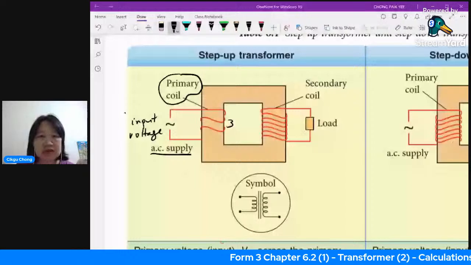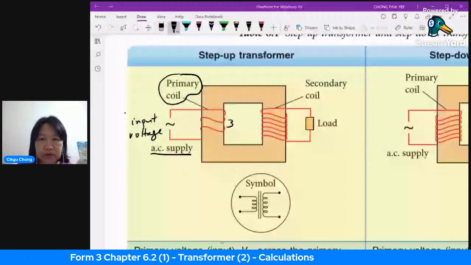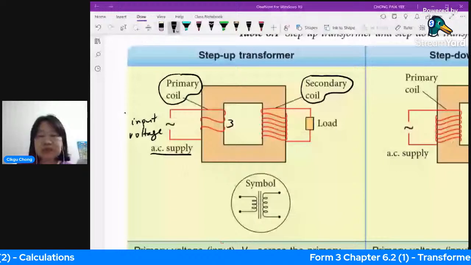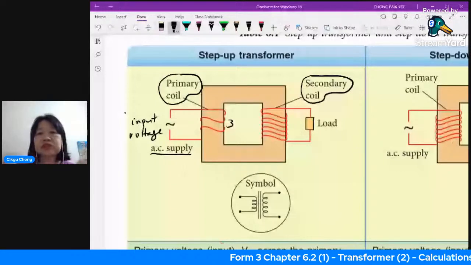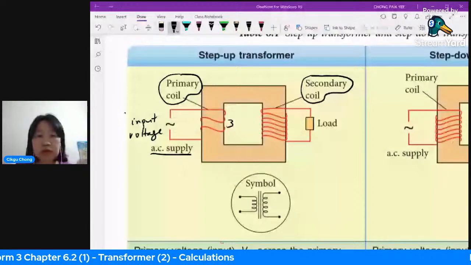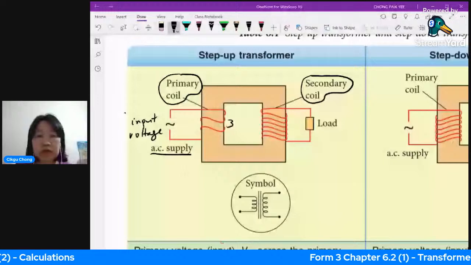On the other side, you will have the secondary coil. As you learned earlier, you always have a different number. The number cannot be the same, because if the number is the same, that means you're not changing anything. Either one side less and one side more, or one side more and one side less. That's the only way you can change your voltage. Now on this side, you can see here 1, 2, 3, 4, 5, 6, 7.